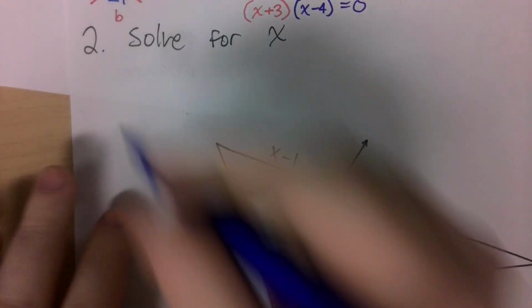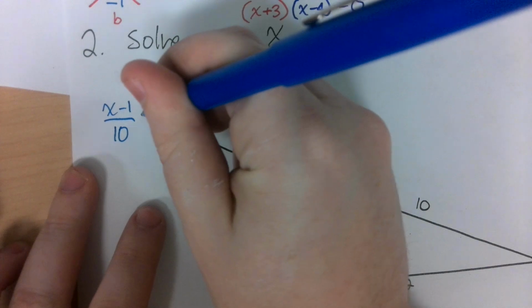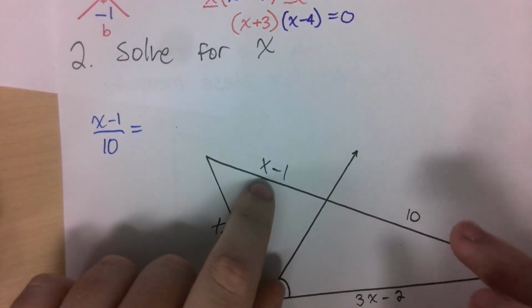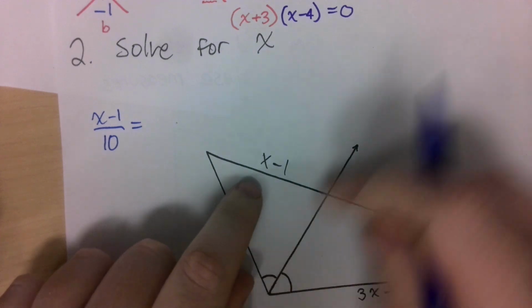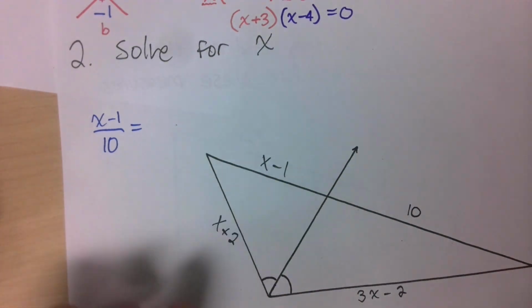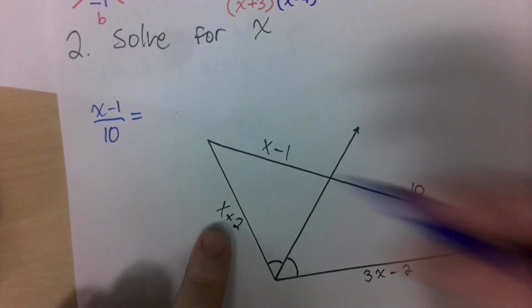Me personally, I'm going to compare x minus 1 to 10. They're proportional because they fit the same niche. They're both part of the bisected line, the line that's been cut up, equals x plus 2 over 3x minus 2.